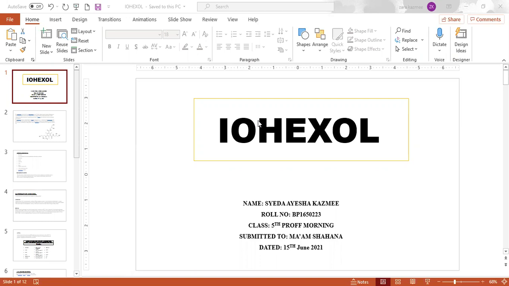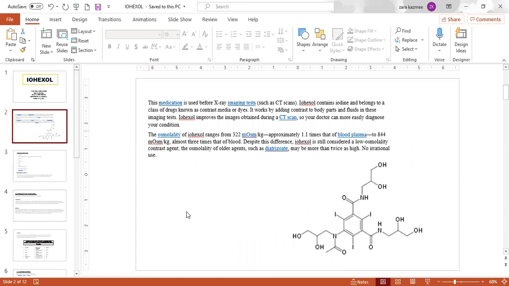Today, my topic is about Iohexol injection. So let's see what Iohexol is. This medication, Iohexol, is used before X-ray imaging tests, such as CT scans. Iohexol contains iodine. It belongs to a class of drugs known as contrast media or dyes. It works by adding contrast to the body parts and fluids in these imaging tests. Iohexol improves the images obtained during the CT scan so the doctor can easily diagnose the condition.